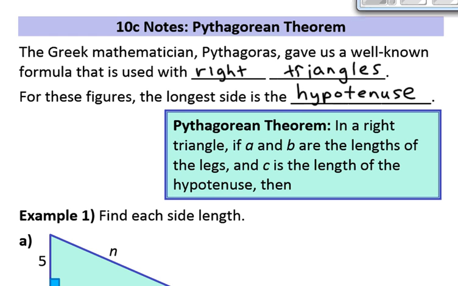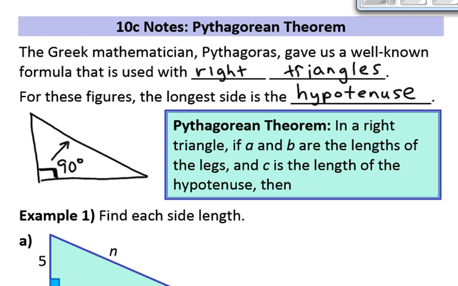Okay, so I'm going to draw a picture of a right triangle here in this white space. So I want you to do that. And it's a right triangle because this little square symbol right there, remember, means that that's a 90-degree angle. So the hypotenuse is the longest side, and it's across from the 90-degree angle. Okay, so that's the hypotenuse there.